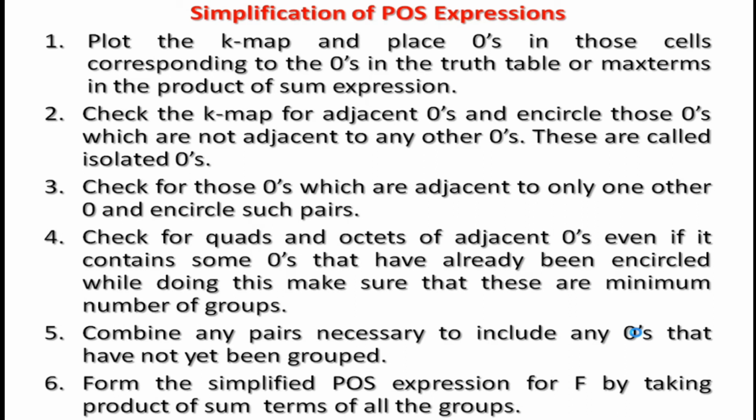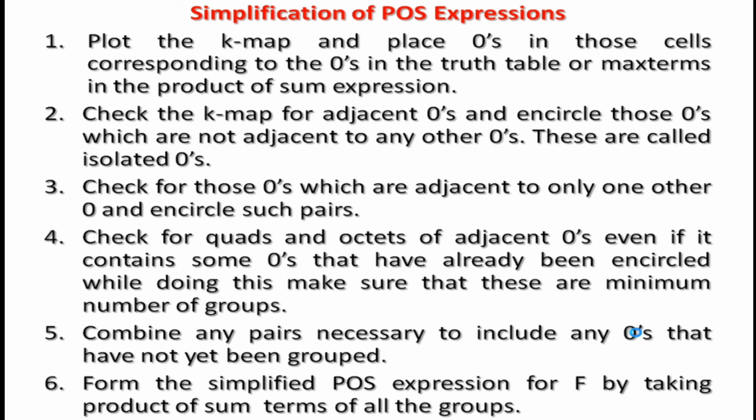Then go for quads. It is a group of four zeros which are adjacent to each other, or octets, where we have eight zeros which are adjacent to each other. Mark them, and if there are zeros which have already been grouped in another pair, encircle them, but make sure that there are a minimum number of groups. And finally, combine any pairs necessary to include any zeros that have not yet been grouped, and then form the simplified POS expression for the function f by taking the product of sum terms of all the groups.